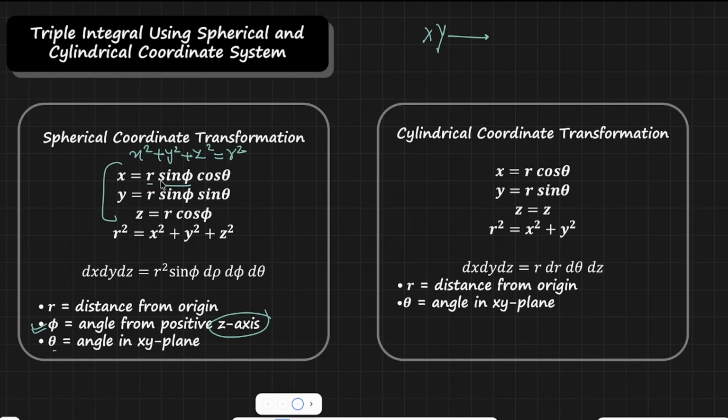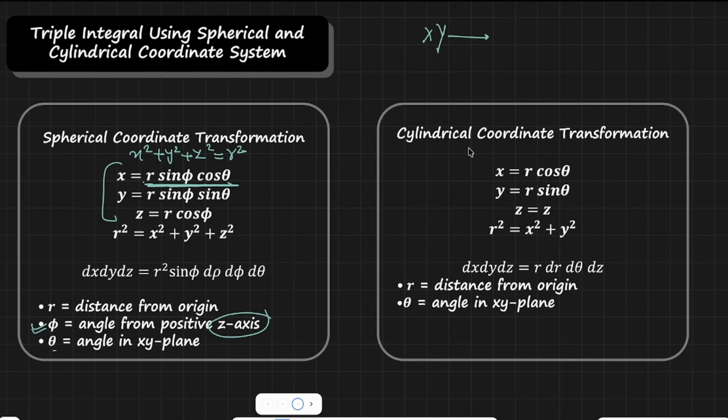So x is equal to r sin phi cos theta, y is equal to r sin phi sin theta, and z is equal to r cos phi. Some books use this angle as theta and that angle as phi. Don't get confused by this. This is the transformation I am going to use in this video.